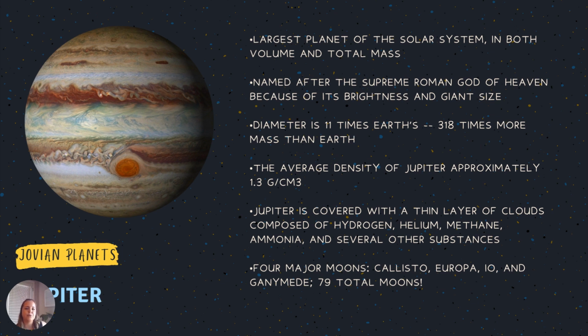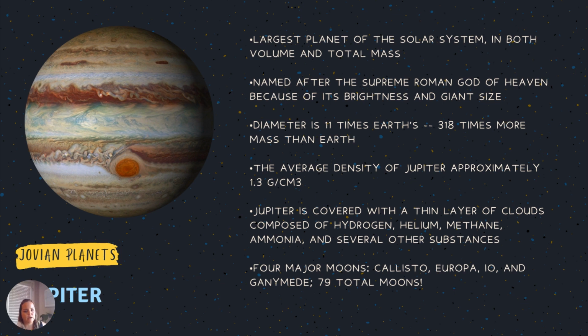All right, so looking at Jupiter first, like I said, it's the largest planet in our solar system in both volume and its total mass. We named it after the Roman god of heaven because of its brightness and giant size. The really interesting thing here, other than its gigantic size, is that it has a storm system that is hundreds of years old. And the reason that we know that it is hundreds of years old is because it's been there since we started observing it in the night sky. So it's a very old, long-lasting storm system from what we can tell.